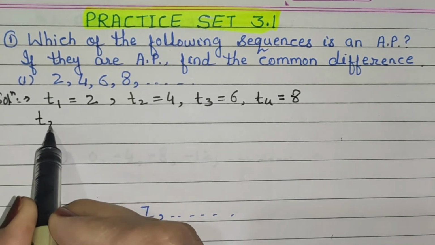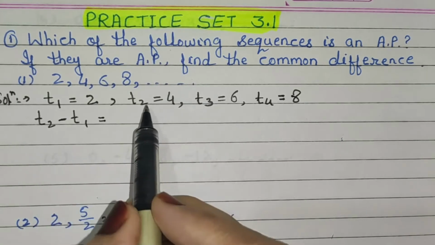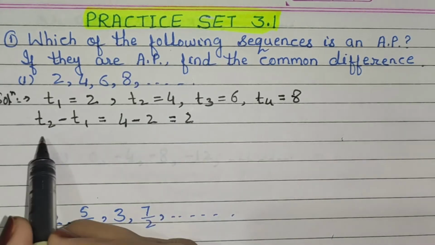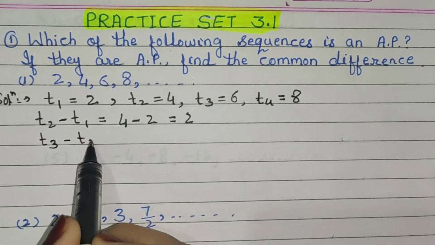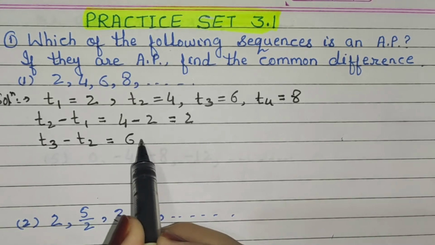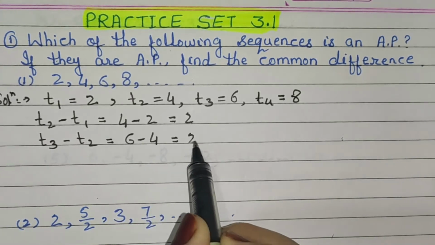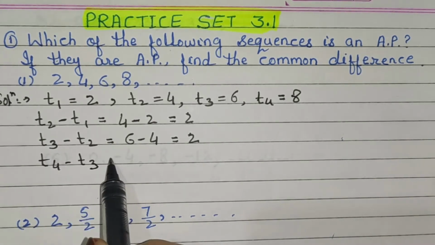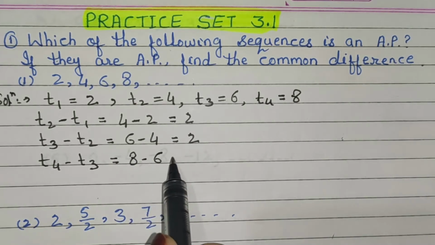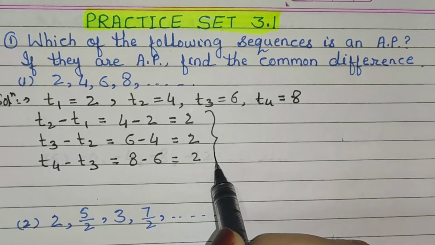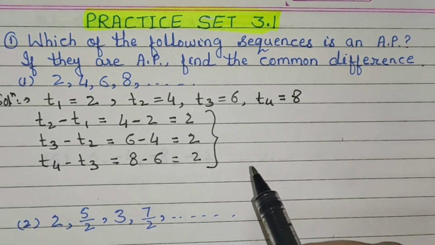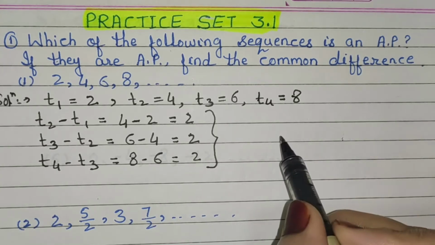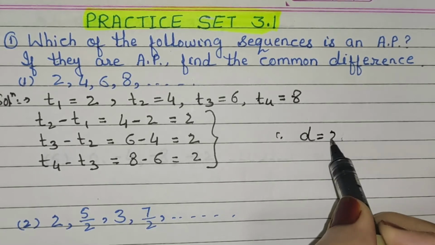Therefore T2 minus T1, 4 minus 2, we get here 2. Now the next one, T3 minus T2, T3 is 6 minus 4, now we get here again 2. T4 minus T3, which is equal to 8 minus 6, again we get here 2. Now here the difference between any two consecutive terms is constant. Therefore, the value of D is equal to 2.